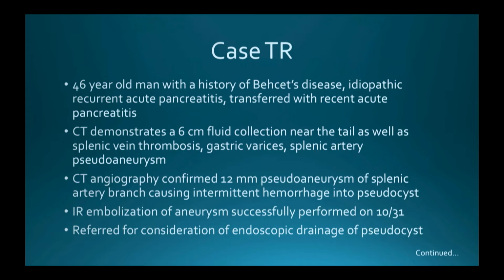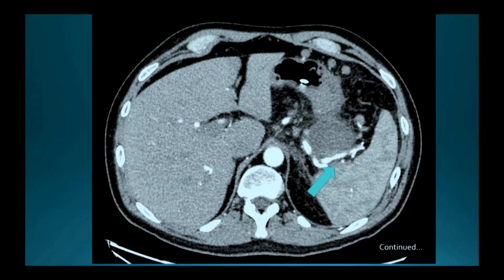A subsequent CT angiography was performed and confirmed a 12-millimeter pseudoaneurysm of a splenic artery branch causing intermittent hemorrhage into the pseudocyst. IR embolization of the aneurysm was successfully performed on the 31st of October, and the patient has now been referred for consideration of endoscopic drainage. On this CT scan, you can see the pseudoaneurysm. Let's go to the room.